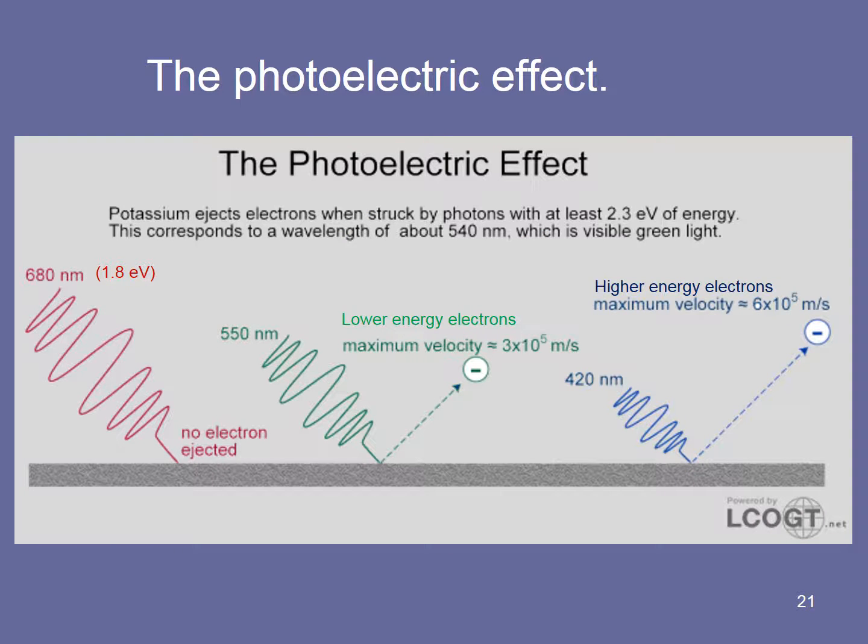So you can see that in this picture. The red light, no electrons ejected. Actually, 550 nanometers is the very minimum that will allow it to happen. And then if it's a little bit higher frequency, it will also allow it to happen. That's the photoelectric effect.